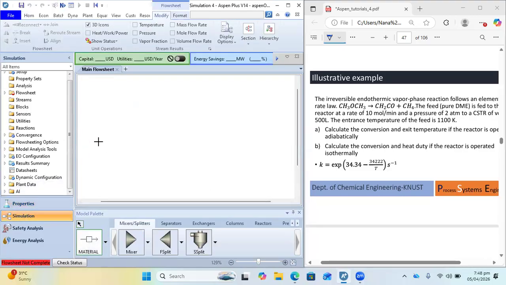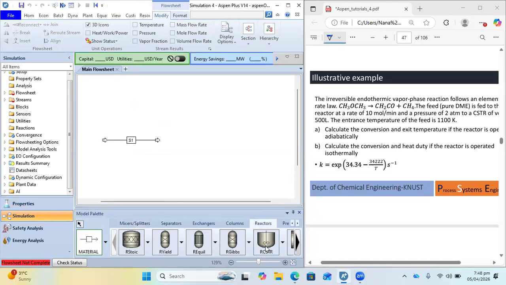So we'll have our feed. For this one, we are just focusing on the reactors, so we are not looking at any other process. We'll have our CSTR, and then we'll have our product stream. So let's connect everything. I'll just label this as feed and products.